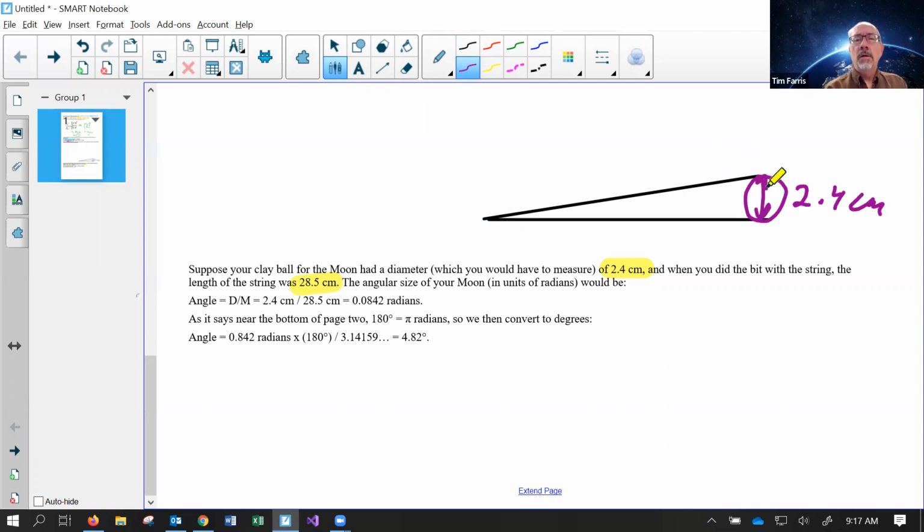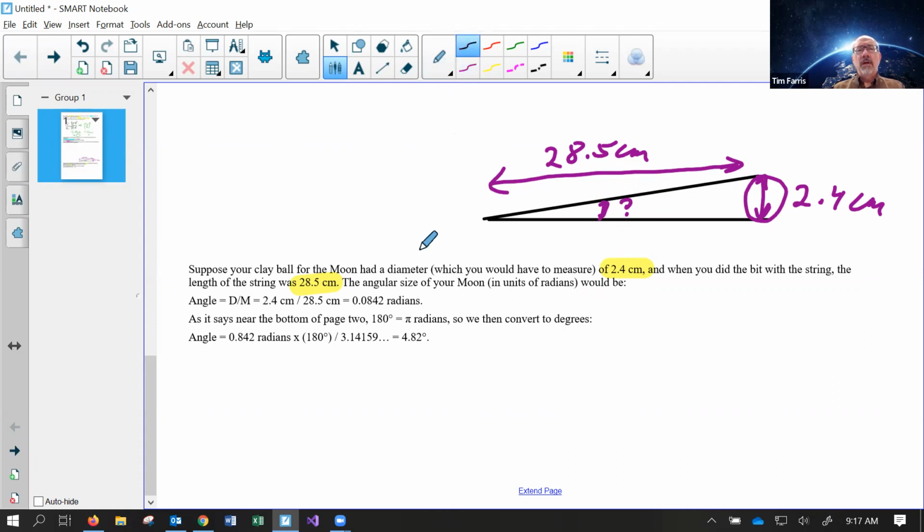Okay, and suppose that is 28.5 centimeters away. So what's this angle right here? Well, that angle in between there, and again, we don't need to get into the trigonometry and all the stuff that would go along with that.